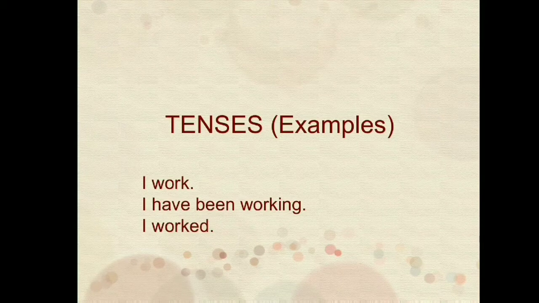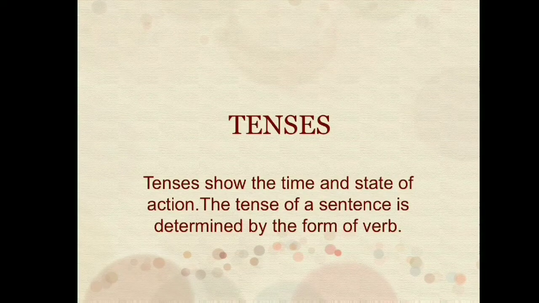Some examples are: I work, this is an example of simple present. I have been working, this is present perfect continuous. I worked, this is simple past. Mainly we can divide tenses into three parts: present, past and future. And basically we have 12 rules of tenses.